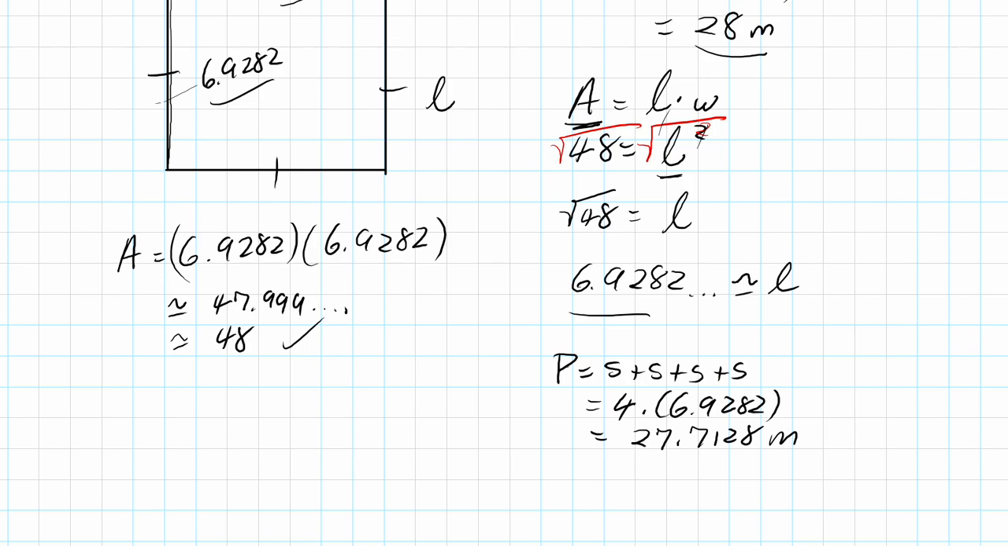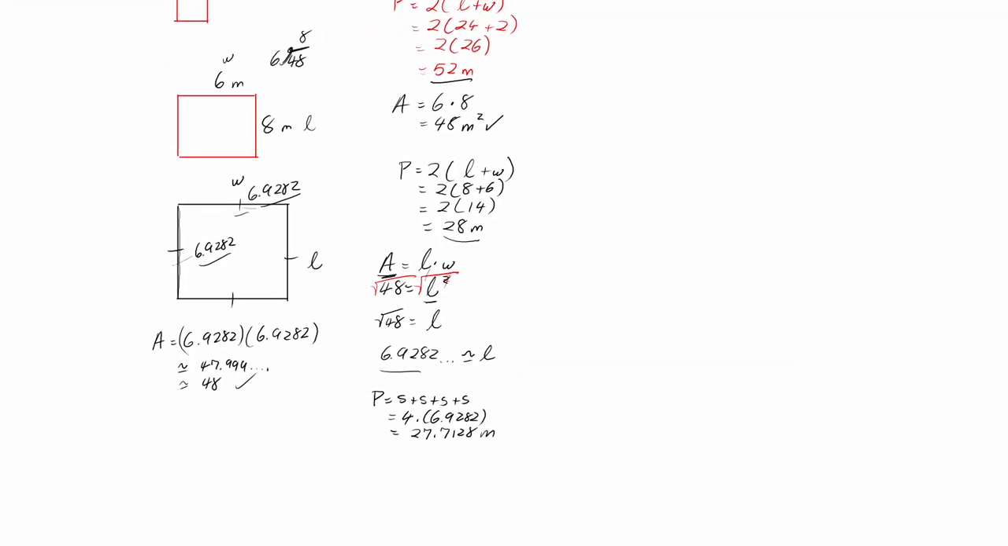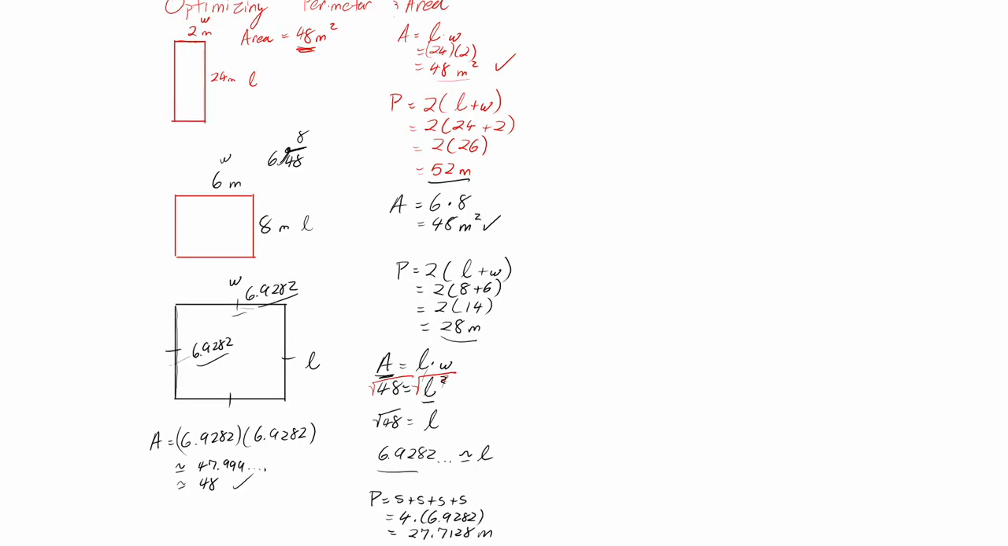Now, it doesn't look like a big difference, but the point of this is to show that 27.7 is technically less than 28. As we went from an extreme to a more square-like object to the exact square, our perimeter shrunk. So if we have a constraint of an area and we turn it into a square, we minimize the perimeter. And the opposite of that, if we had a constraint of a perimeter and we turn it into a square, we maximize the area. Squares are these really unique shapes that help us minimize perimeter and maximize area.